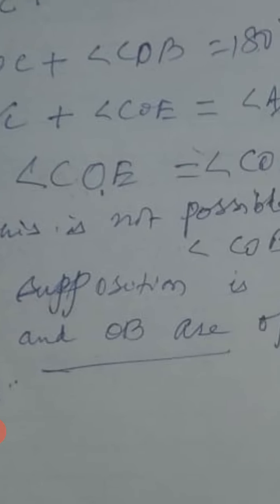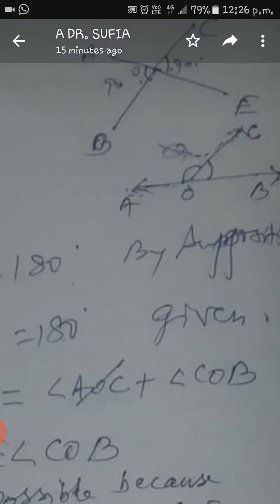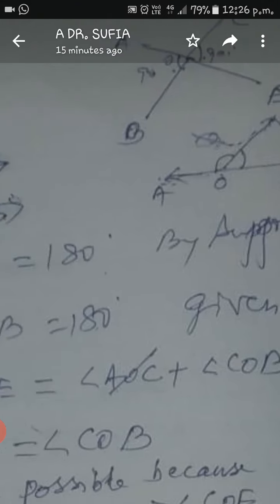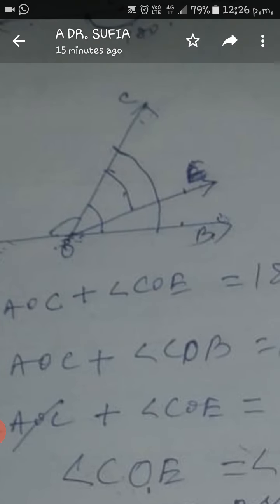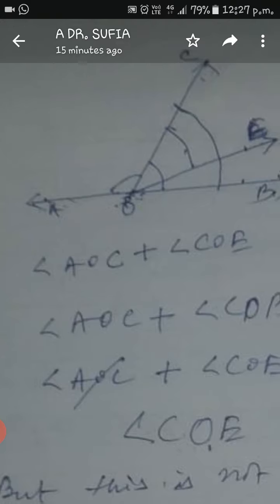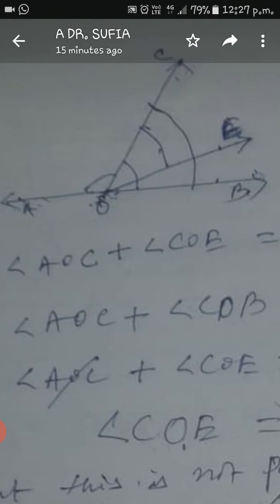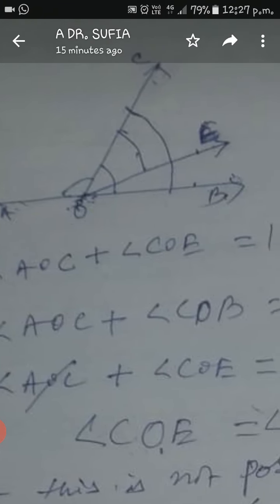So our supposition is wrong. Both angles will be equal only when line OE coincides with OB. So OE and OB are the same rays. It means OB is the opposite ray to OA. This proves that the two rays OA and OB are opposite rays.